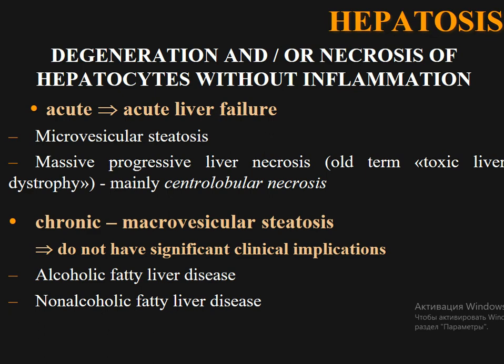We distinguish two types of hepatosis, acute and chronic. Acute ones lead to acute liver failure and include microvesicular steatosis and massive progressive liver necrosis. The old term for this disease is toxic liver dystrophy. Chronic hepatosis represents macrovesicular steatosis and doesn't have significant clinical implications. And they are typical for alcoholic and non-alcoholic fatty liver disease.